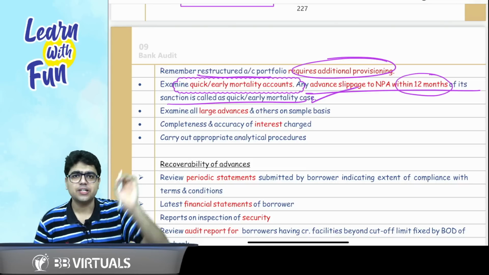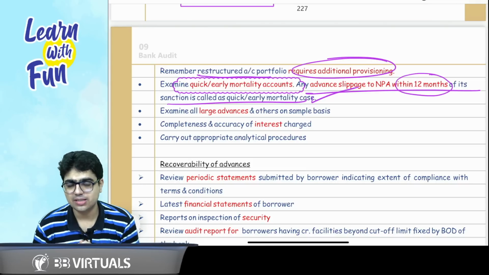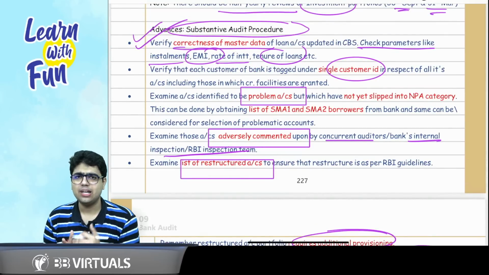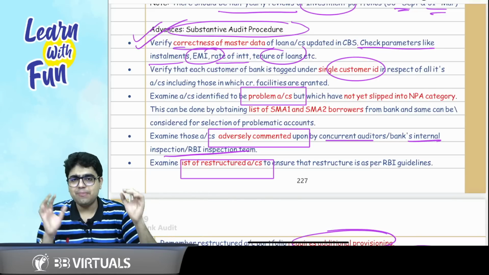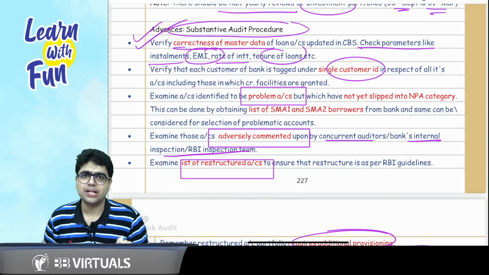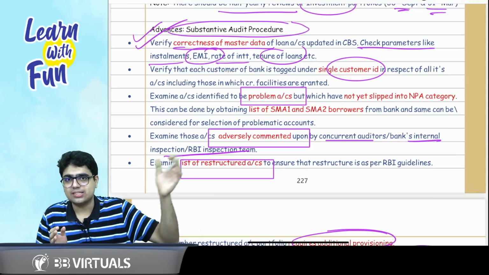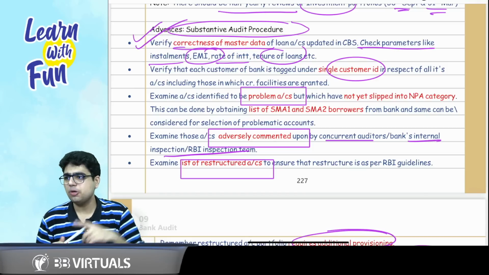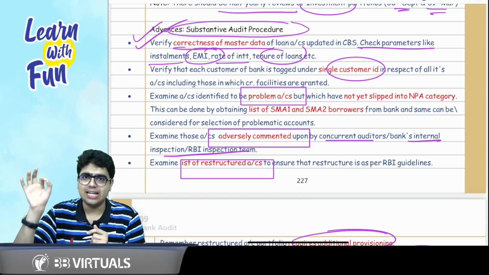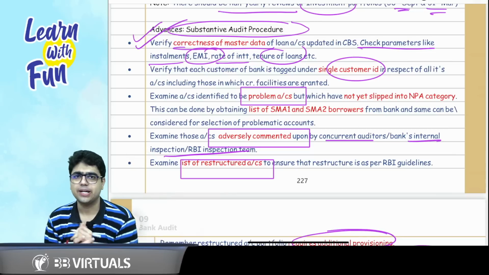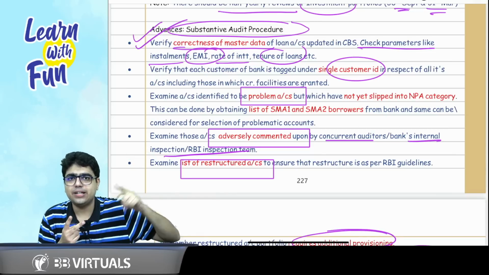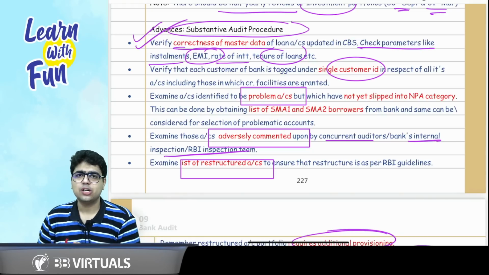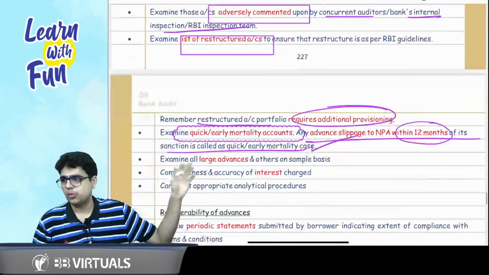Are the advances substantive procedures clear? Yes, sir. First of all, we need to check the master data. In that master data, we see the EMI, loan, tenure, and so on. Then make sure every account is linked to a single customer ID. Then we talk about problematic accounts. Number one, SMA1, SMA2, which have not yet slipped into the NPA category. Second, accounts which have been adversely commented by the internal auditor, concurrent auditor or RBI inspection team. Third, restructured accounts, and fourth, quick mortality accounts.